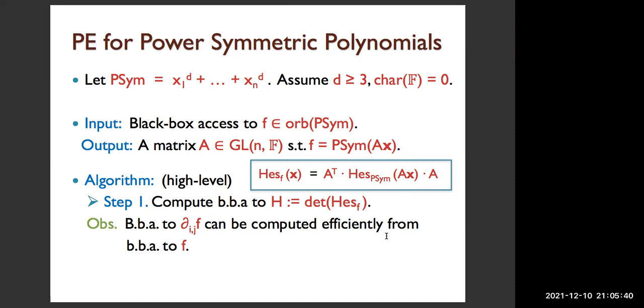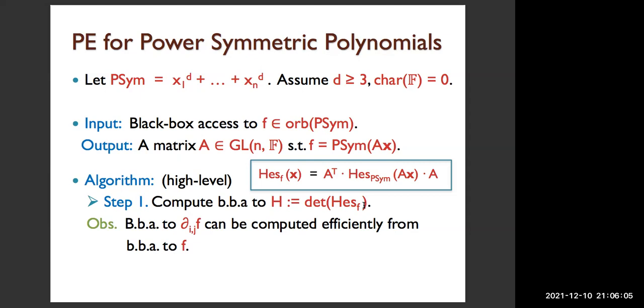Right. So as you said, let's say I want black box access to H, which is the determinant of the Hessian of F. That means I'm given a point, and I want to know what's the value of H at that point. H is a polynomial. So if I know what's the value of the Hessian of F at that point, then I just have to compute the determinant, and I'll be done.